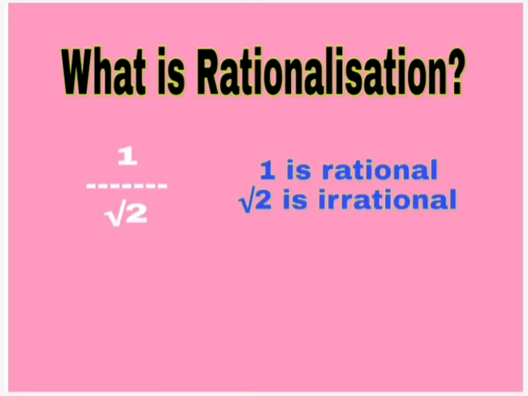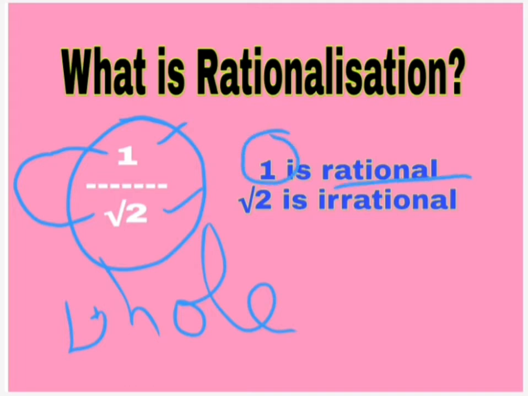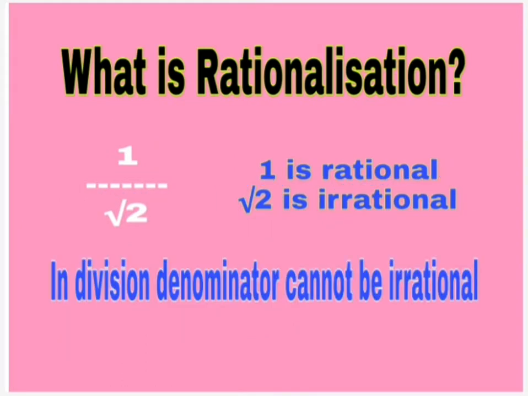So let us consider an example, 1 by root 2. If you take this 1 by root 2 as a whole, you will say that this is an irrational number because we are dividing a rational number by an irrational number. So this will be considered as an irrational number, isn't it? But if we take the numerator and denominator separately, we say that numerator 1 is rational and denominator root 2 is irrational. In mathematics, in division, the denominator cannot be an irrational number. You should not get an irrational number in the denominator.